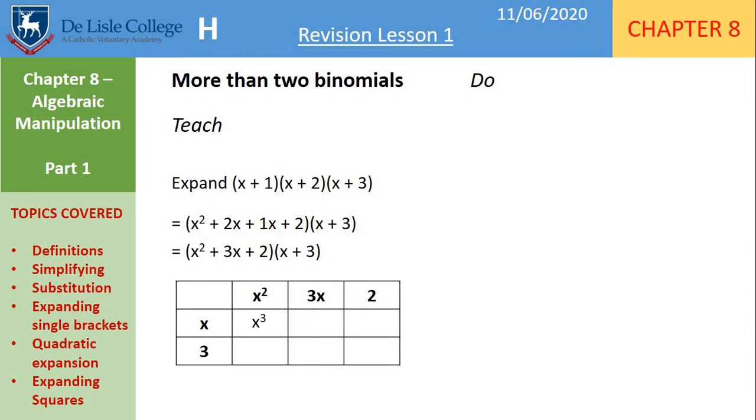So I'm going to get x cubed, then I'm going to get 3x squared, then 2x, 3x squared, 9x, and 6. And I must make sure I collect my like terms. So my like terms here, I'm going to have the 3x squared plus the 3x squared. I'm also going to have the 9x plus the 2x. So that is going to give us, when fully simplified, x cubed plus 6x squared plus 11x plus 6.